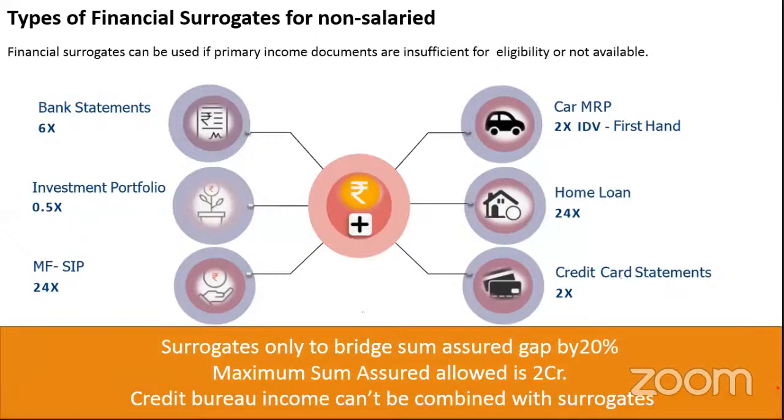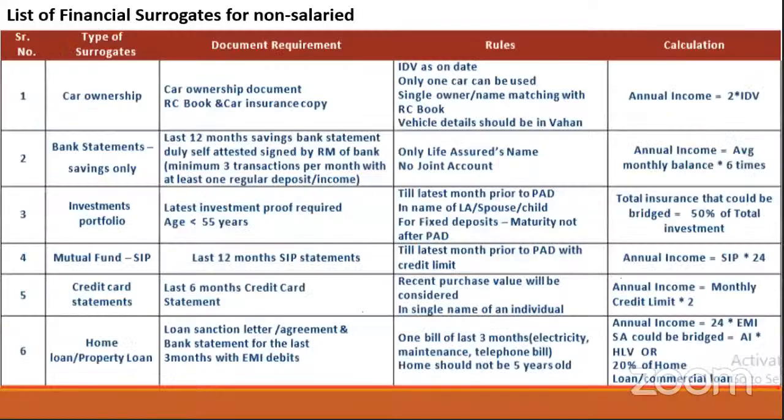As I told you, surrogates are only to bridge the sum assured gap by 20%. They cannot be used as standalone. If no standard income proof is there, the surrogate part alone will not be effective.